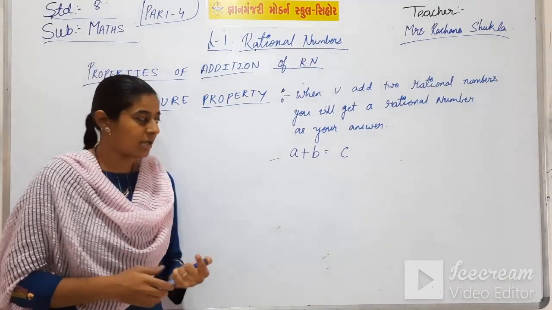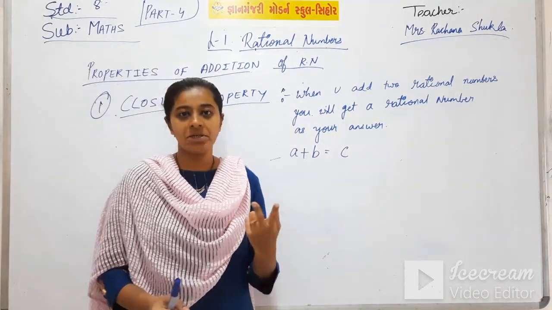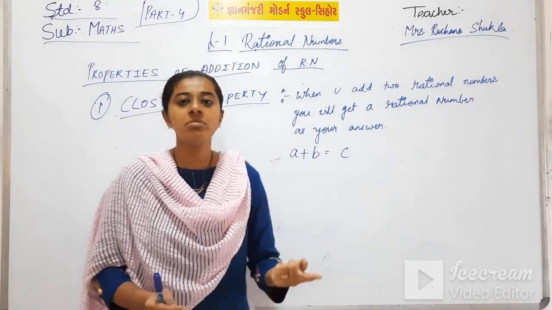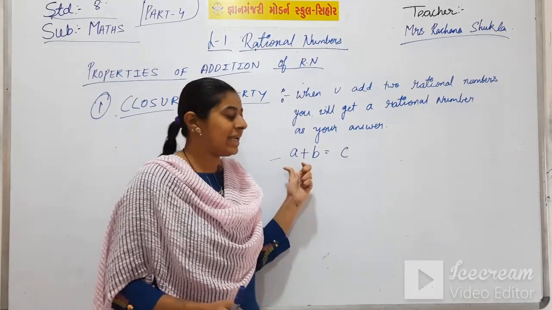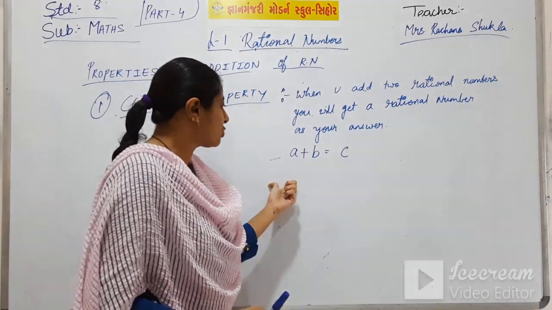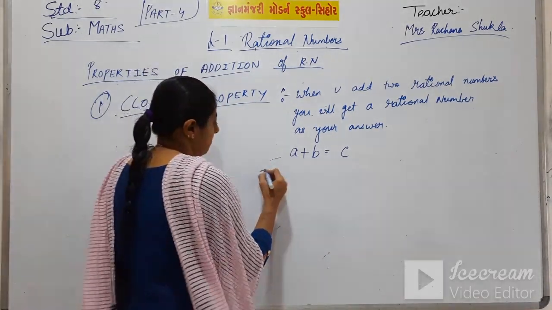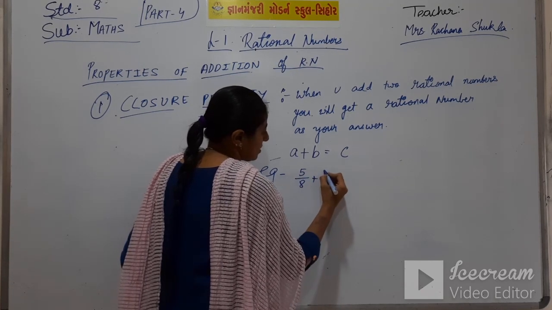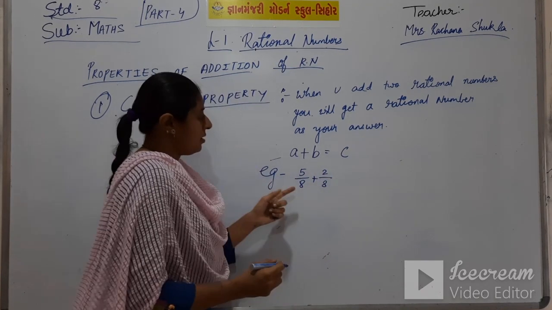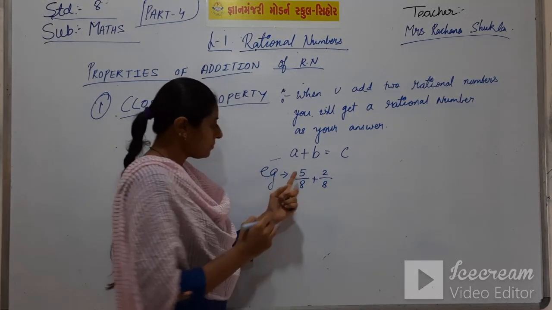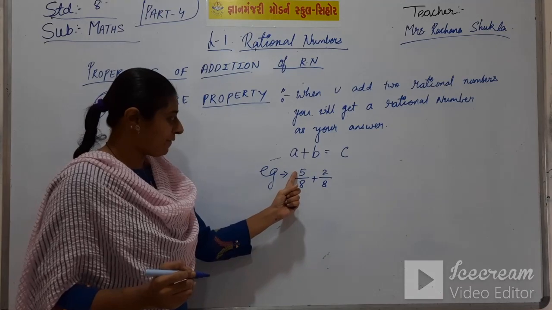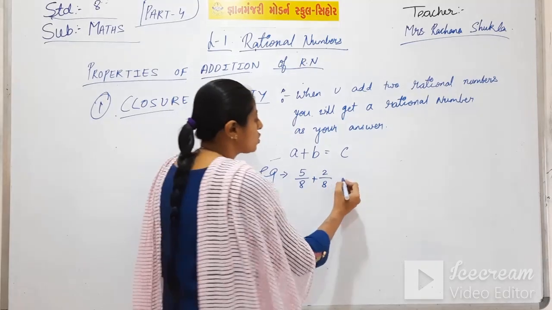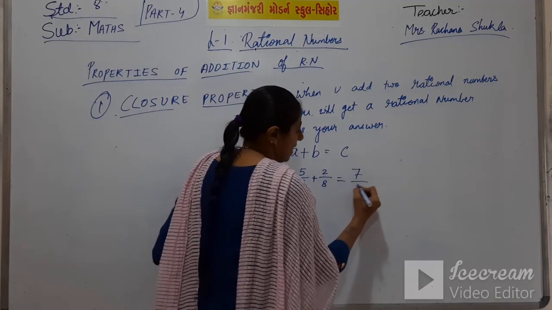I repeat once again. When you add two rational numbers, you will get a rational number as your answer. That means A plus B equal to C. I will show you with the help of an example. Example, 5 upon 8 plus 2 upon 8. 5 upon 8 is a rational number. 2 upon 8 is also a rational number. So, your answer will be 7 upon 8.